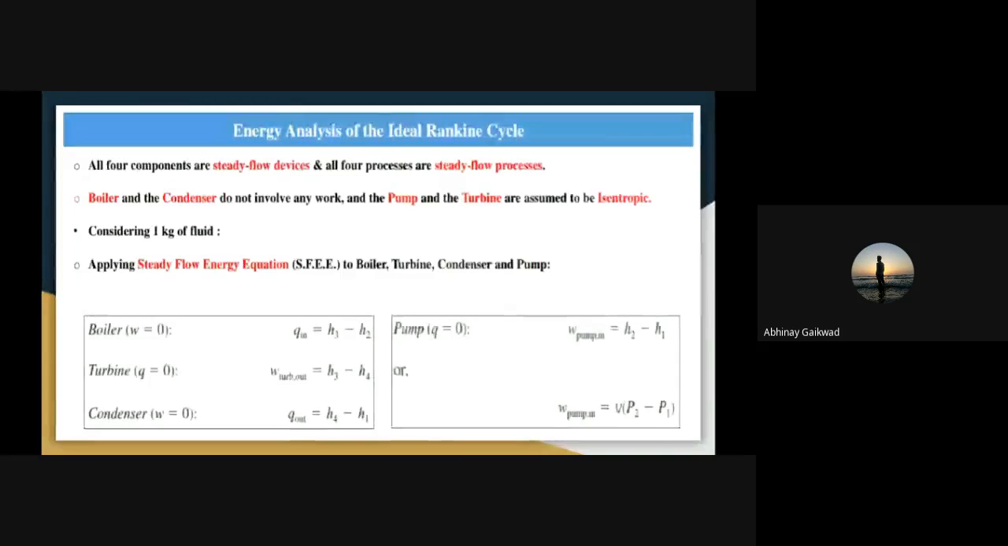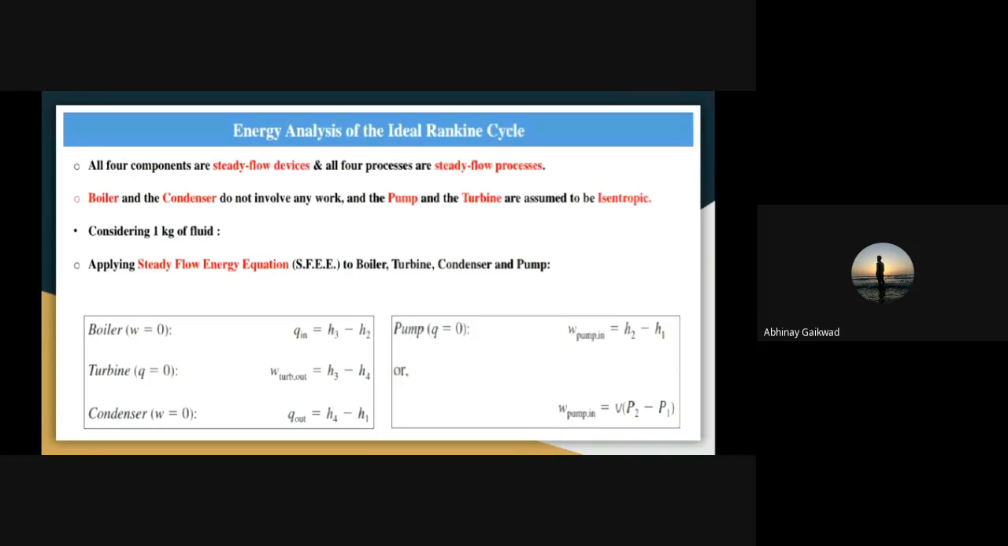Now the kinetic and potential energy changes of the steam are usually small relative to the work and heat transfer terms. If you consider the work transfer and the heat transfer, in comparison with these, the kinetic energy or potential energy change is negligible. So here the first assumption is that we have to neglect the kinetic energy and potential energy change during this process.